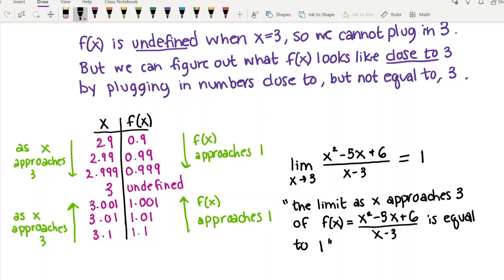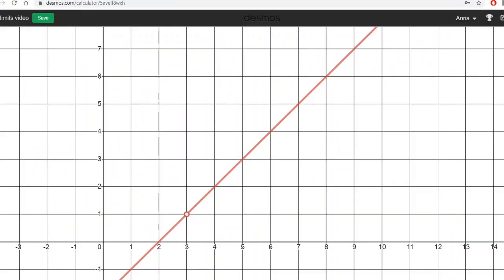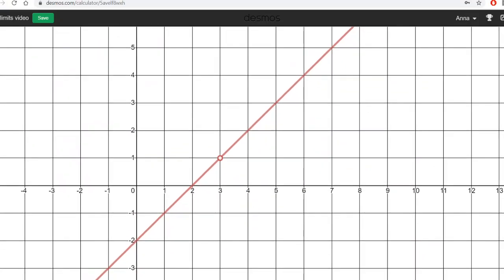Okay, so I want to show you what the graph of this looks like, just to connect what we did with numbers to what's going on in the graph, and then we'll come back and do a more general definition and then another couple of examples. So here in Desmos, I have the graph pulled up of this function. If you remember some stuff from pre-calculus, you might have been able to figure out what this graph looks like. But it has a hole in it at an x value of 3.